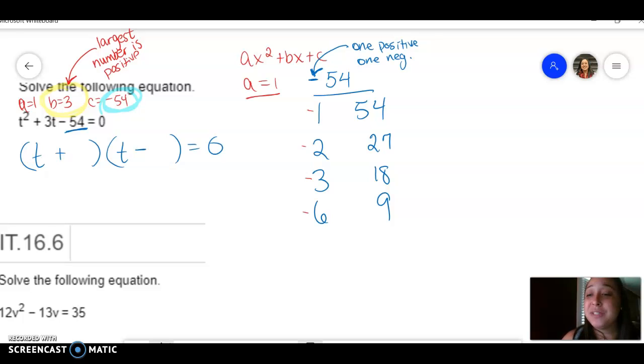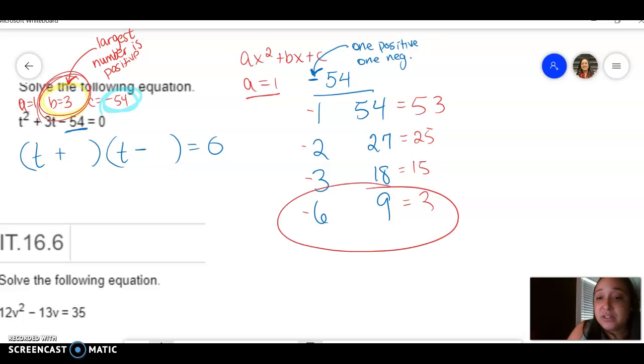So what you want to do is add these together and see which one of these will add to give you that middle term, which is 3. Well, 54 minus 1 gives me 53. 27 minus 2 gives me 25. 18 minus 3 gives me 15. 9 minus 6 gives me 3. So these are my factors.